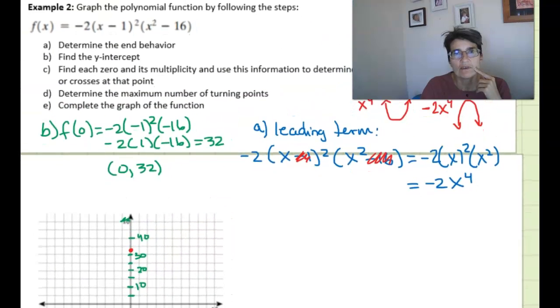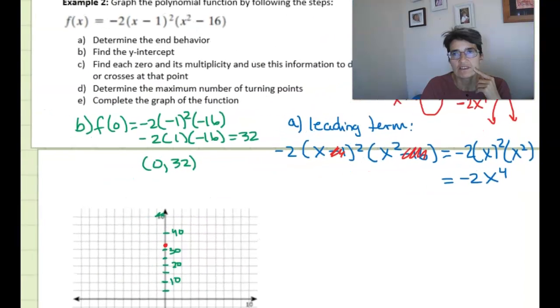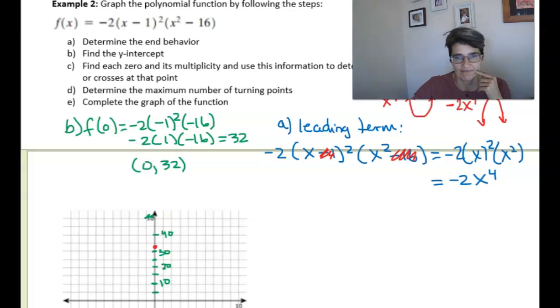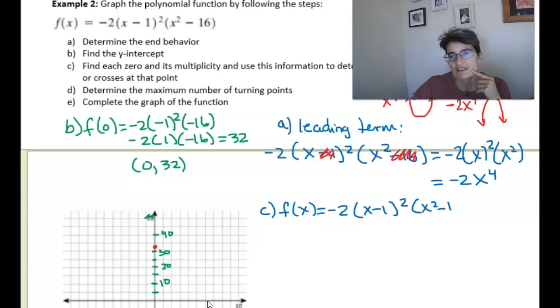Now we need the zeros and their multiplicity. Let's rewrite the function. f(x) = -2(x - 1)^2(x^2 - 16). Notice that this is not completely factored because this could be factored more. So we're going to do that. We have -2(x - 1)^2(x - 4)(x + 4).